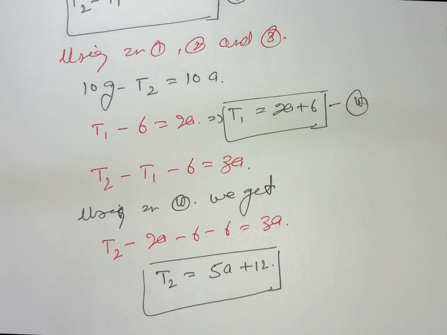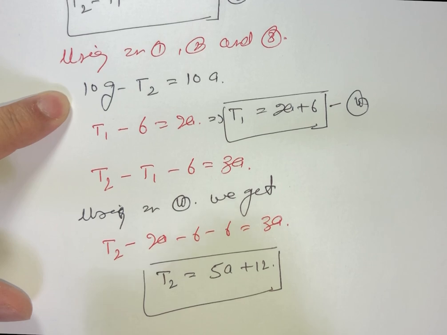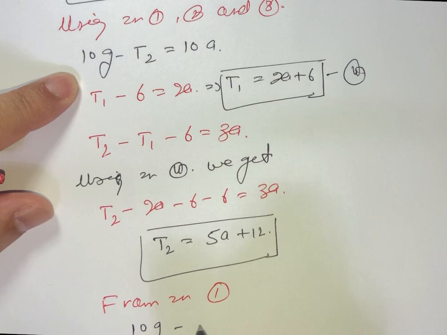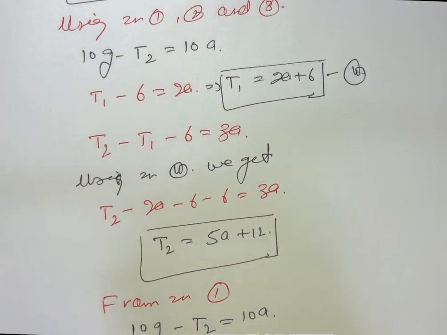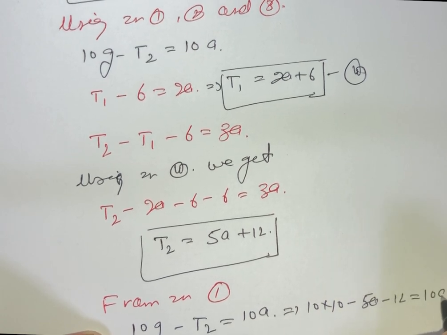And we already know that equation 1 is, so we write this as, from equation 1 it is 10g minus T2 is equal to 10a. We substitute the value of T2 and this comes as 10 multiplied by 10 minus 5a minus 12 is equal to 10a.